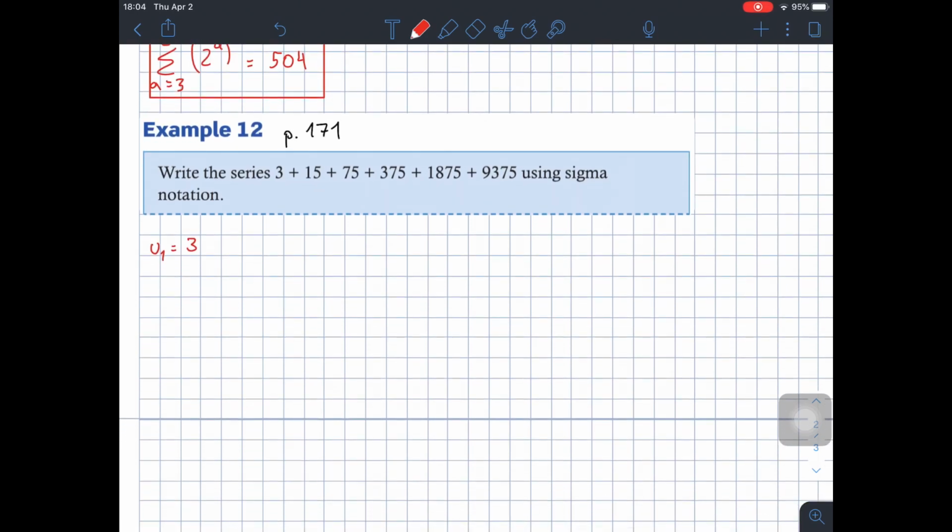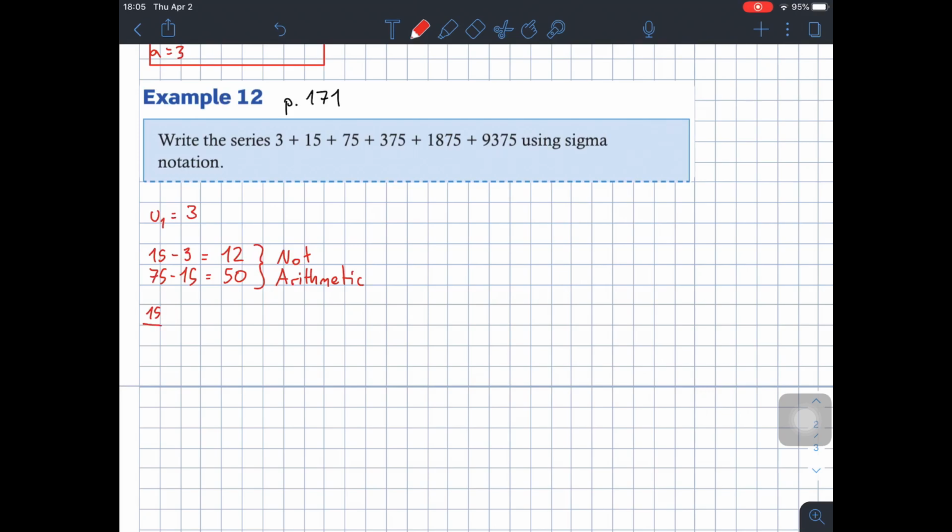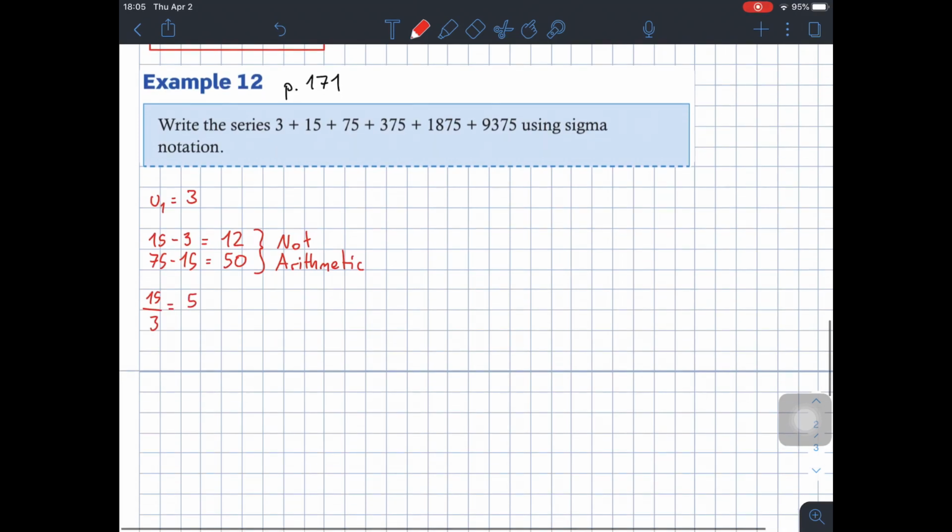Then we need to check if it's geometric or arithmetic. So we're going to try first arithmetic. We're going to do 15 minus 3. This gives us 12. And 75, this is clearly not arithmetic, right? This gives us 50. So this is not arithmetic. Let's try if it's geometric. 15 divided by 3, this gives us 5. And 75 divided by 15, this is 5 as well. Yes, 5. So this is clearly a geometric series in this case, because we're adding the terms.